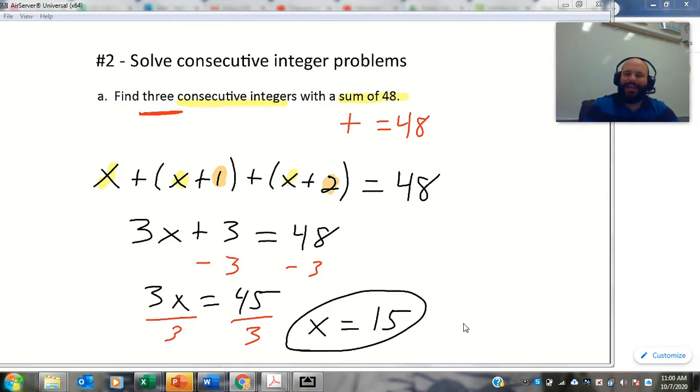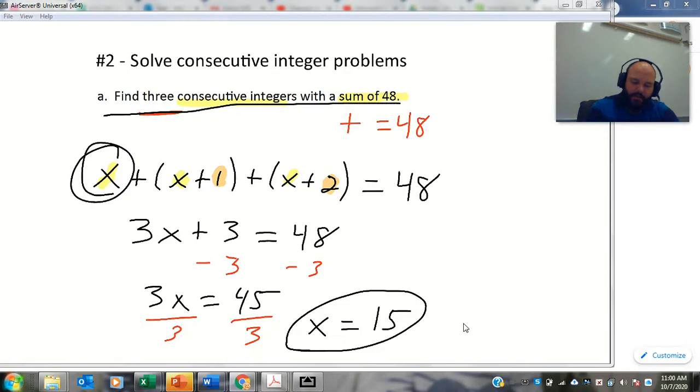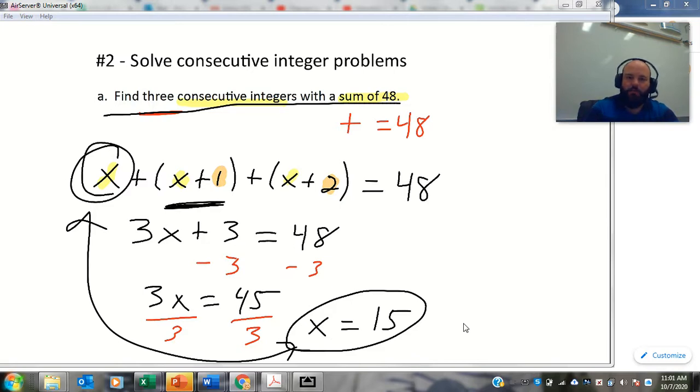So now we need to go back to the original problem and make sure we're doing what they asked, which is find 3 consecutive integers. So we found the first one. This is x right here. We're going to put a line to connect them. X is 15. So we need to find the next 2 numbers after that, and that's easy because right here it says the next number is 1 more than that, which means the next number is 16. And then this part says the next number after that is 2 more than the original number. So 15 plus 2 is 17. So our final answer for the whole problem would be 15, 16, and 17.